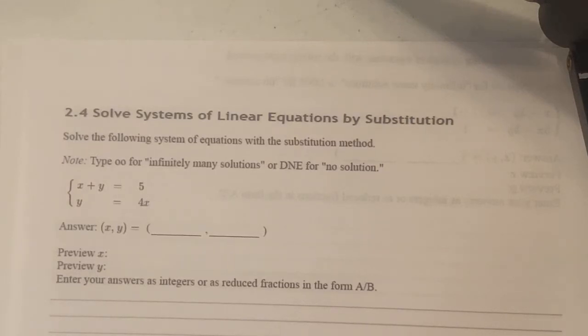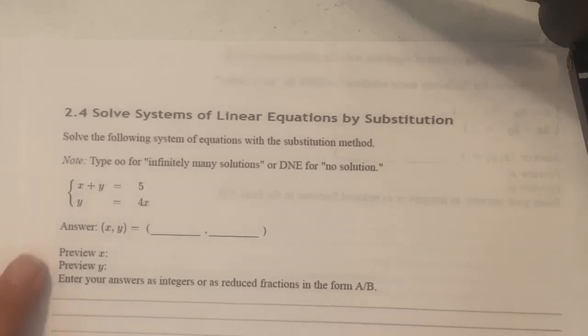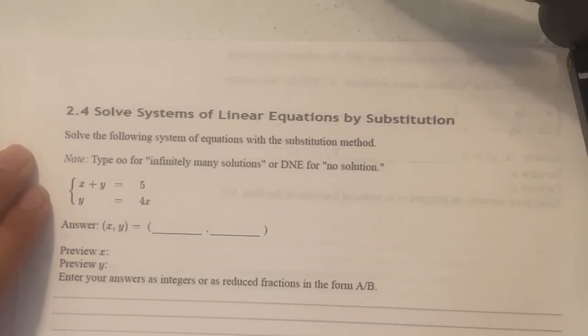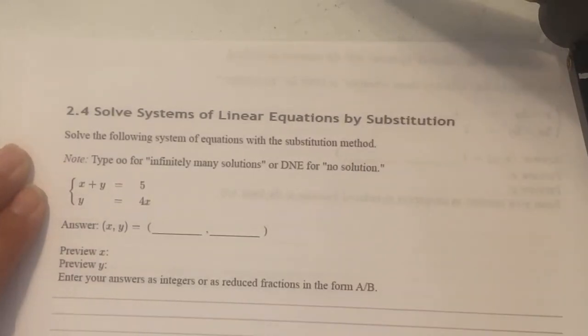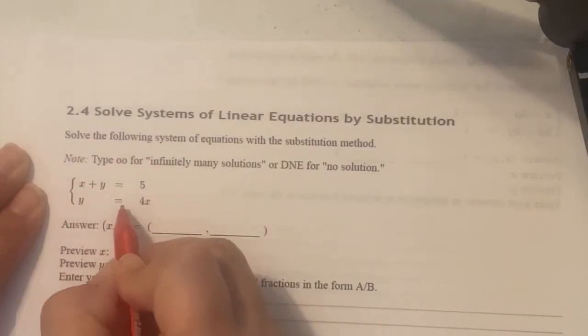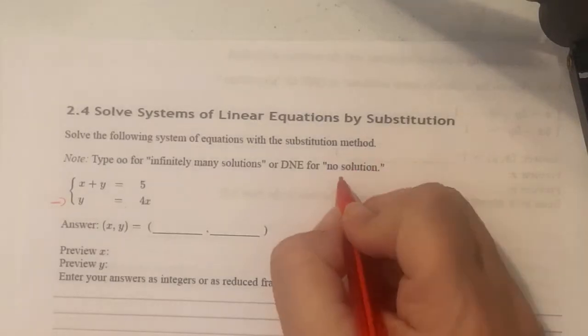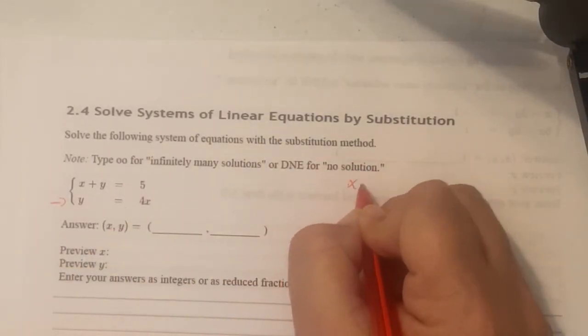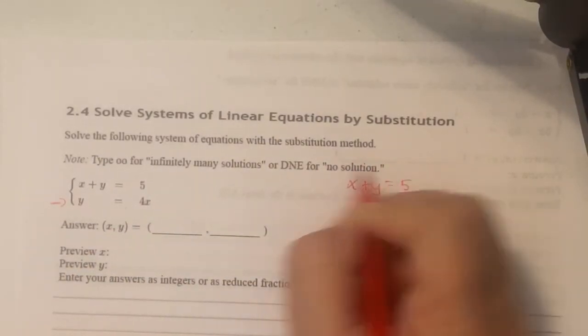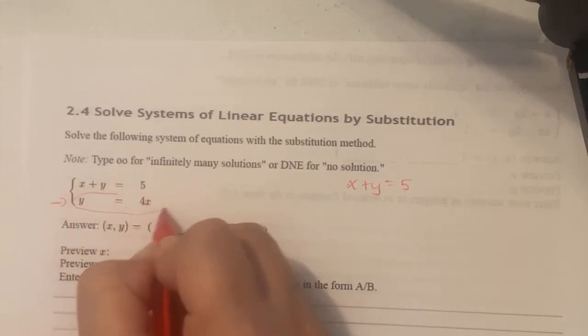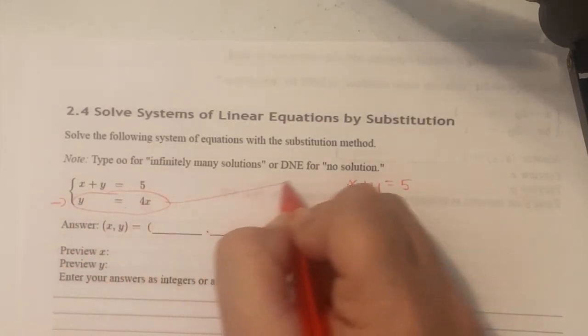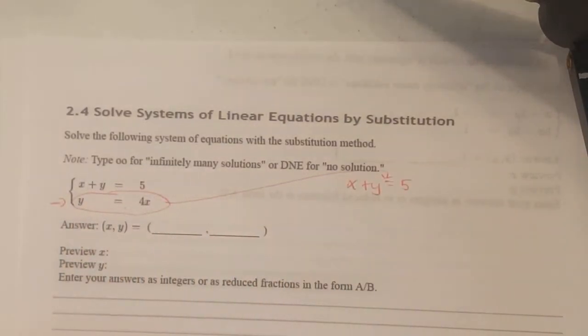You decide which equation you want to substitute into the other. The best way to go about these types of problems is to look for an equation that already says x equals or y equals. Since this one says y equals, this is the one I'm going to use for substitution. You take your other equation, x plus y equals 5, and you're substituting this into the y position.